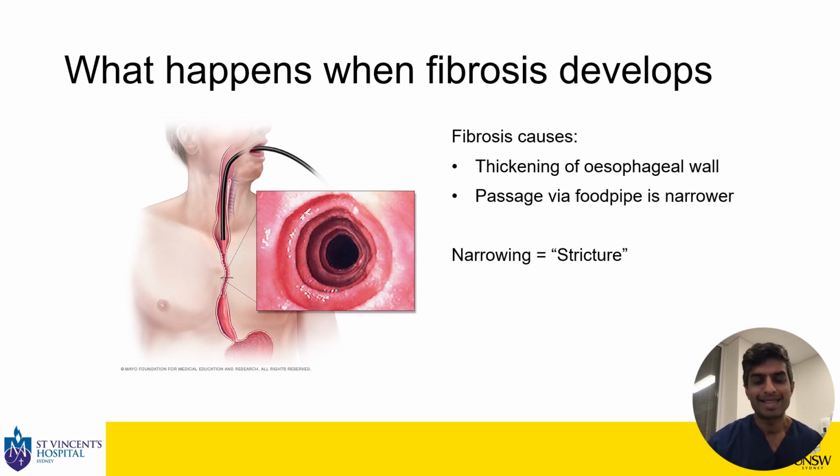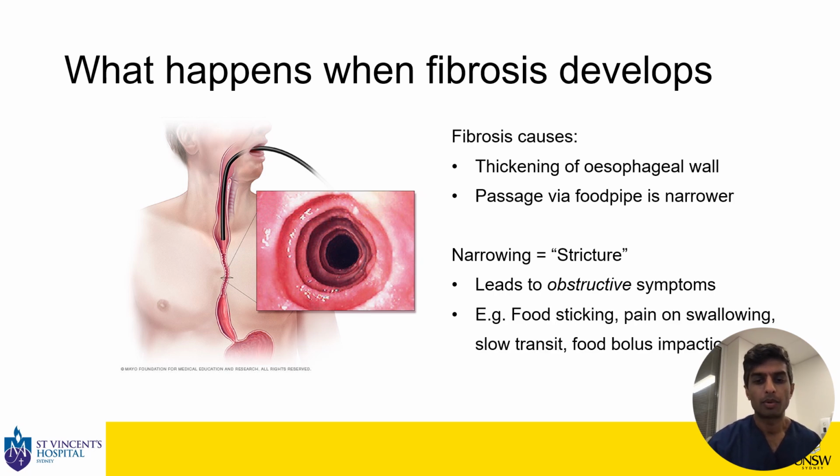So these narrowings in medical terms are called strictures, and these lead to obstructive symptoms. And the typical symptom that occurs when this happens is in medical terms called dysphagia, and that just means the sensation of food sticking, or slowness or difficulty of food passing down the esophagus. So people can describe and perceive this differently.